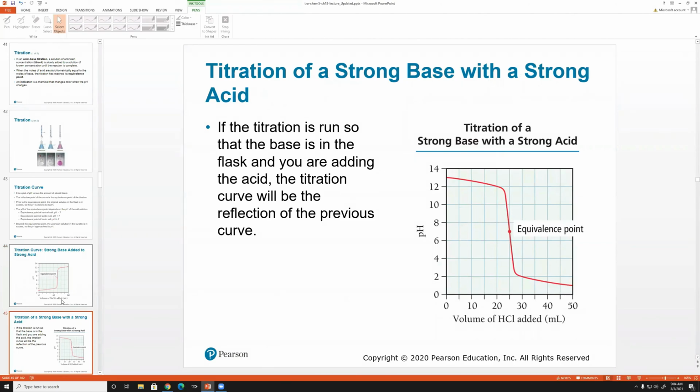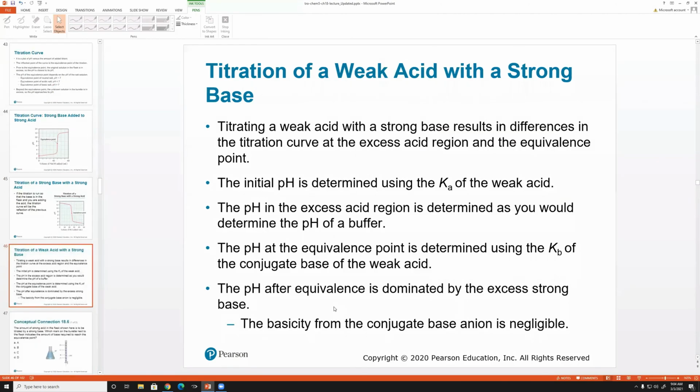And then with strong base and strong acid, it's just the opposite. But then when you have a titration of a weak acid with a strong base, and vice versa, this is where it gets a little bit confusing. It's important to remember these bullet points, and I'll just read them.